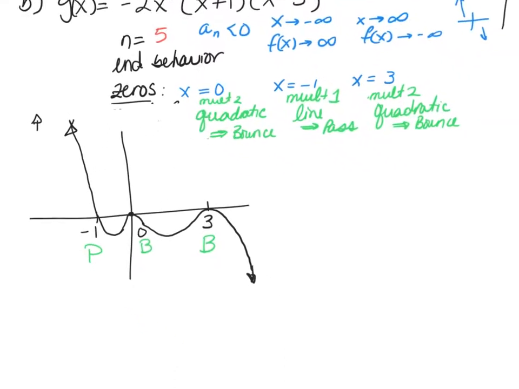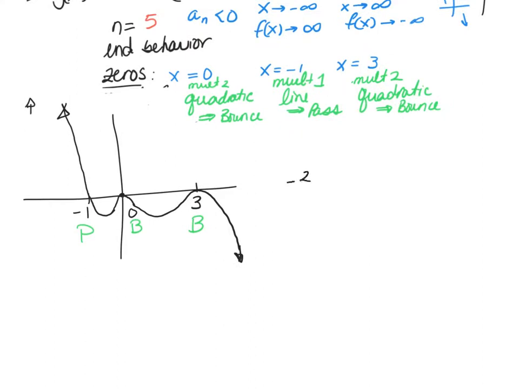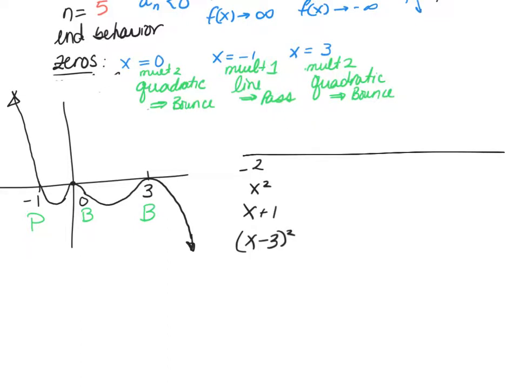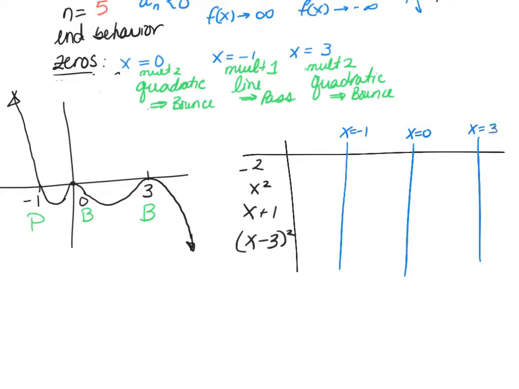So let's do the sign chart to confirm. So I have negative 2, x squared, x plus 1, and then x minus 3 squared. So across the top, I'm going to have my first one, which is at negative 1. I'm going to have it at 0, and I'm going to have it at 3. My first interval is from negative infinity to negative 1. My second one is from negative 1 to 0, then 0 to 3, and then 3 to infinity.